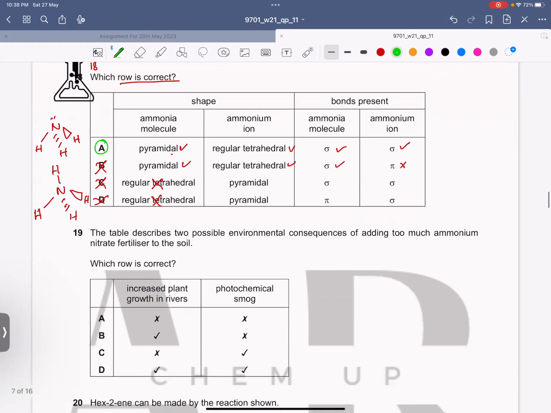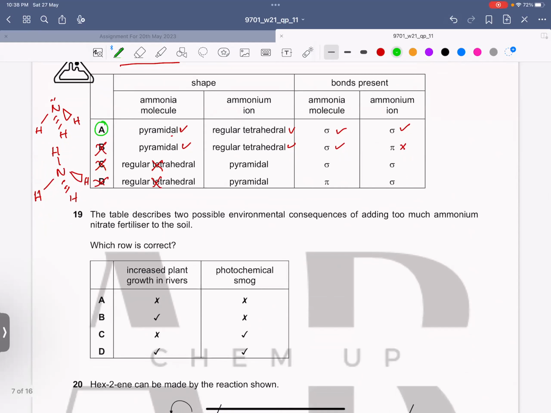Now question number 19. The table describes two possible environmental consequences of adding too much ammonium nitrate fertilizer to soil. Okay, this is basically related to eutrophication because of the nitrate ion. Remember, nitrate ions and phosphate ions are responsible for eutrophication.